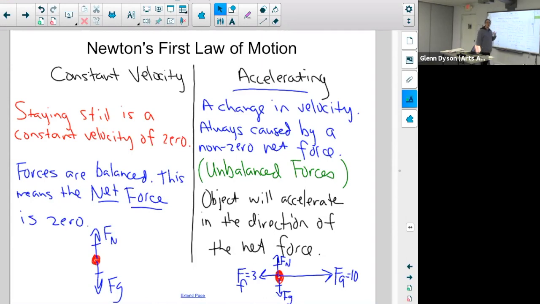That's why we're trying to figure out net force, so that we can figure out what an object's going to do. Is it going to accelerate, or is it going to be at a steady velocity? If it's going to accelerate, what direction is it going to accelerate in? Okay, that's the idea behind Newton's first law of motion. These are all the elements of Newton's first law of motion.